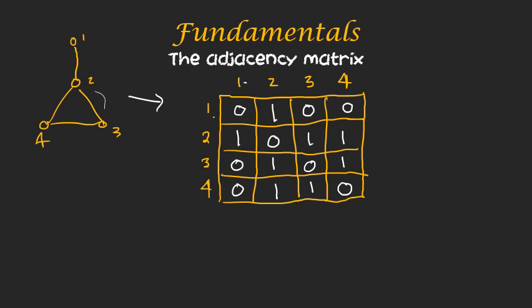We should also be able to go the other way. If I give you a symmetric matrix with zeros along the diagonal, and every entry is either a 1 or a 0, then we can take that and make a graph out of it. That will just be reversing this process here.